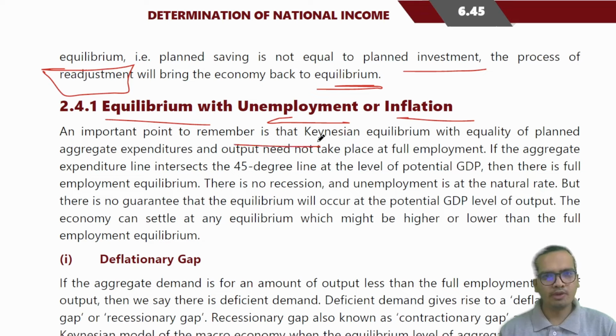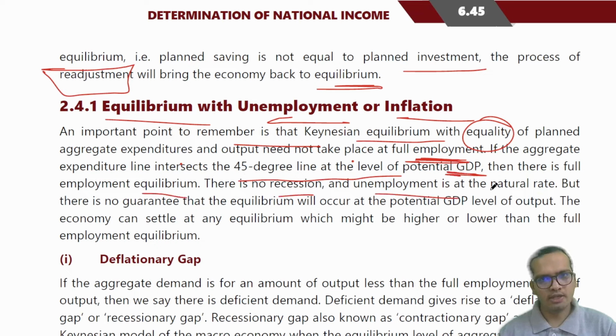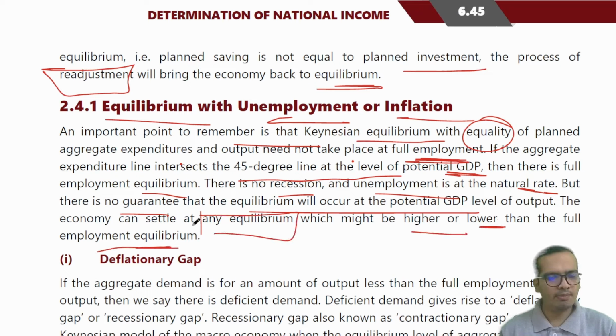An important point to remember is that Keynesian equilibrium, with equality of planned aggregate expenditure and output, need not take place at full employment. So if the aggregate expenditure intersects the 45-degree line at the level of potential GDP, then there is a full employment equilibrium. There is no recession and unemployment is at the natural rate. But there is no guarantee that the equilibrium will occur at the potential GDP level of output. The economy can settle at any equilibrium, which might be higher or lower than the full employment equilibrium. Mark this.